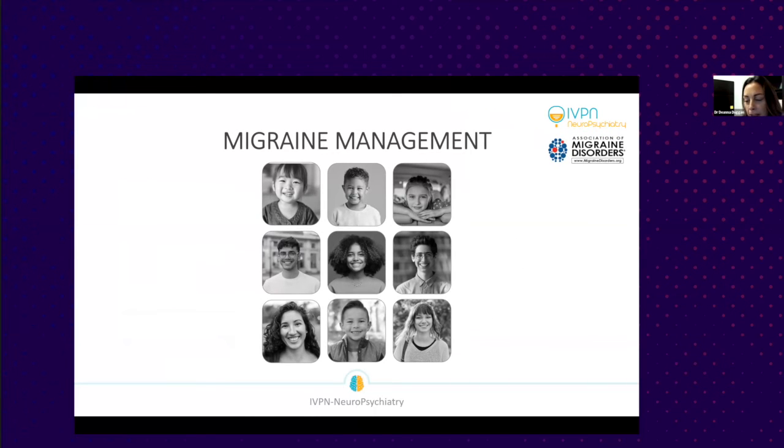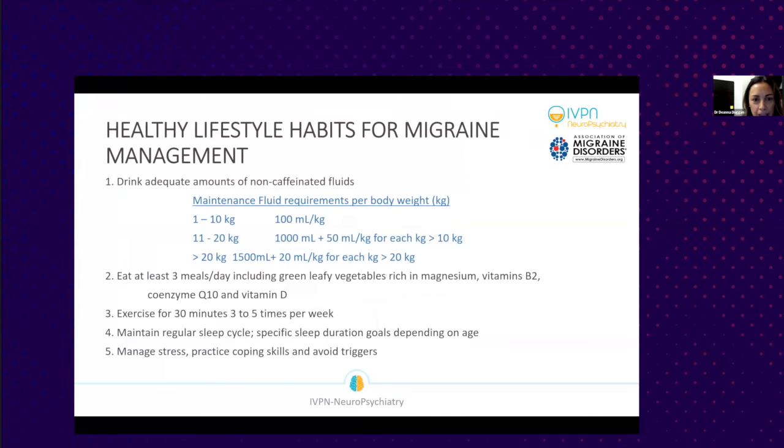So now on to migraine management. Next slide. Briefly, first and foremost, the foundation of our management plan really needs to involve making sure that kids are adequately hydrated, and this is just what we typically use to calculate maintenance fluid requirements. And that the kids are getting good nutrition.